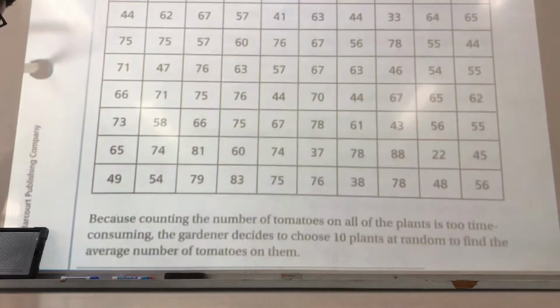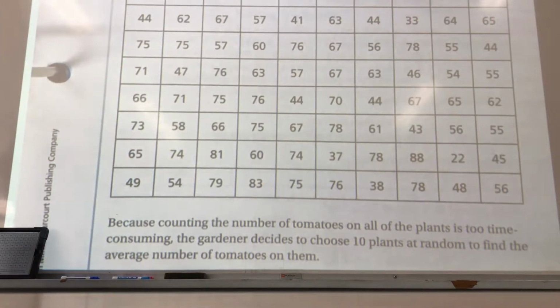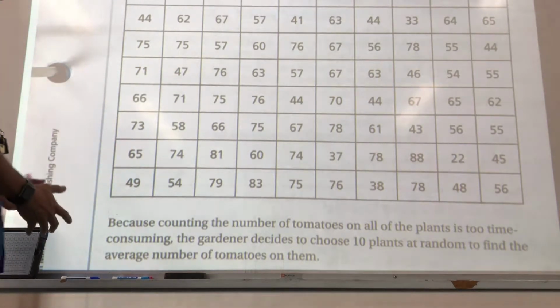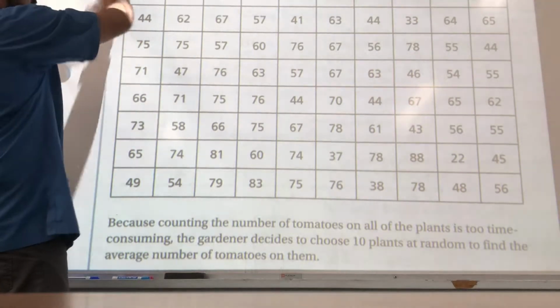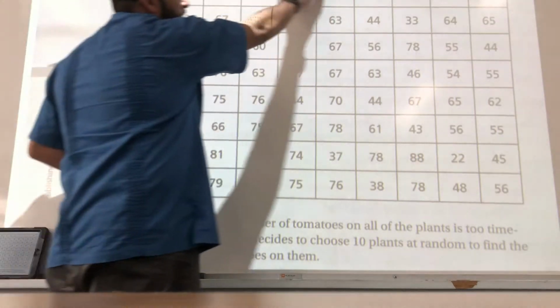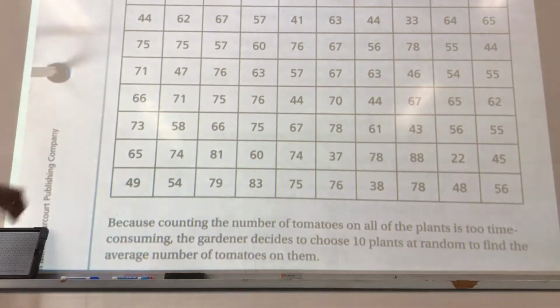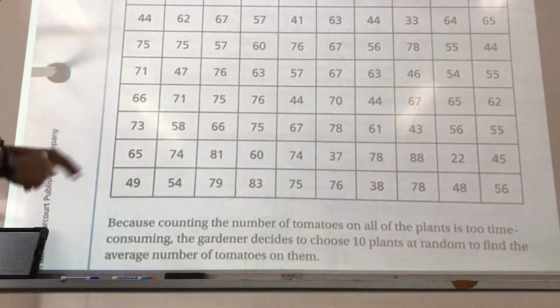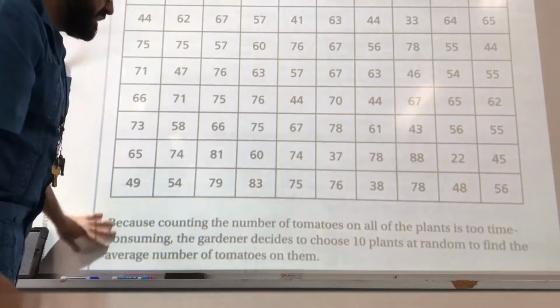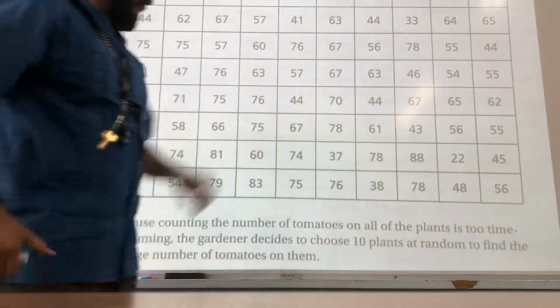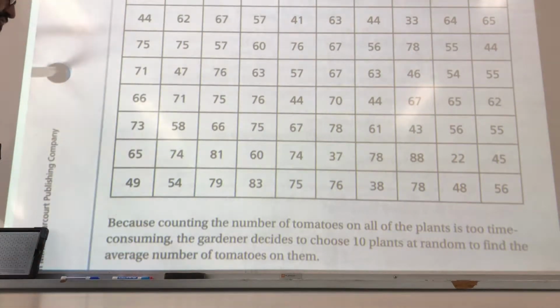So let's look at all these plants. Wow, that's a lot of tomatoes. Counting the number of tomatoes on all the plants is too time consuming, right? I don't want to say, okay, add all of these numbers together. That's going to be a lot. So what the gardener decides to do is choose 10 plants at random. It could be this, it could be this, it could be any of these at random, to find the average number of tomatoes on them.